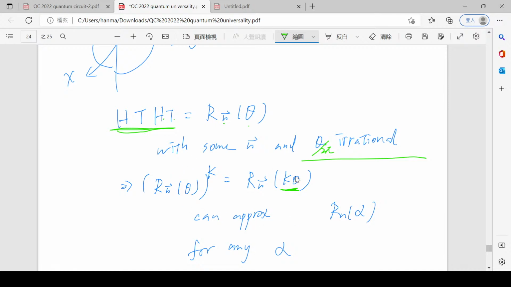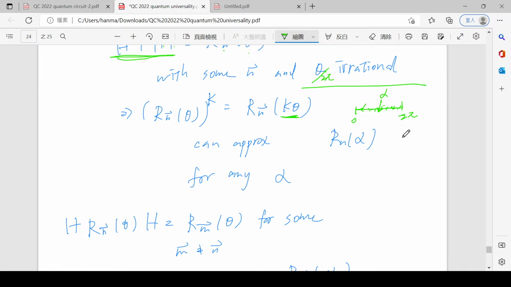And actually they will be dense. If you take this mod 2 pi, from the property of irrational numbers you can prove that these rotations will be dense in the interval between 0 and 2 pi. And that means that if you keep doing this, then you can approximate any angle alpha along this n-axis.